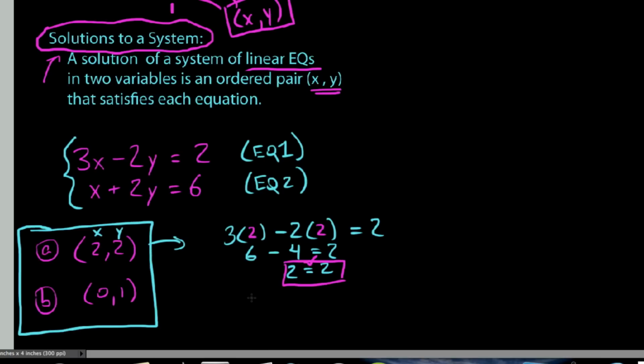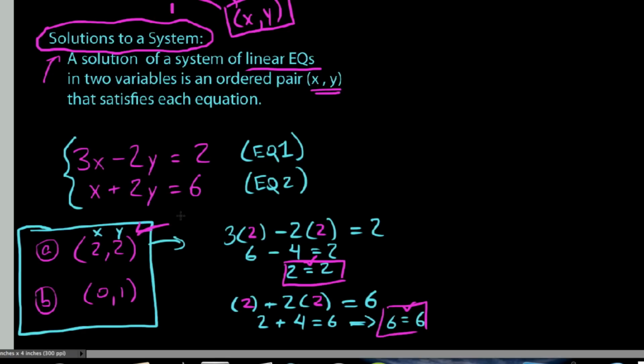Checking this in the second equation now, we have x plus 2y equals 6. If we plug in a 2 here and a 2 here, we get 2 plus 4 equals 6. So this implies that 6 equals 6, and that definitely works out. So the good news is we would say (2, 2) is a solution to the system. Why? Because it satisfies all of our equations at the same time.